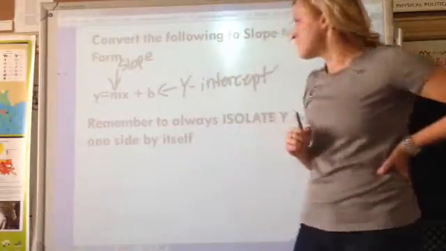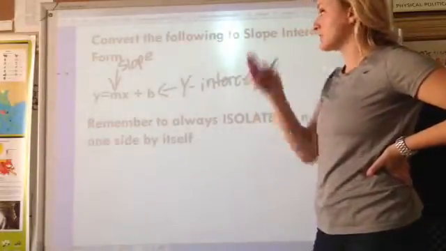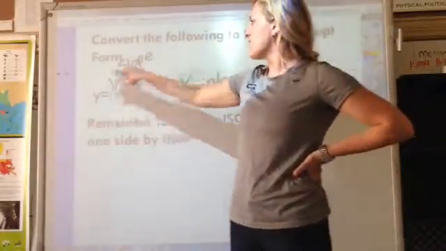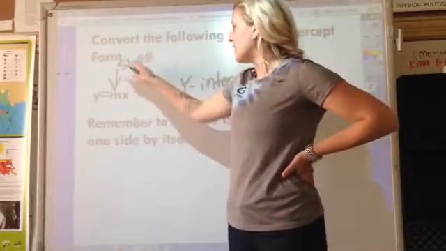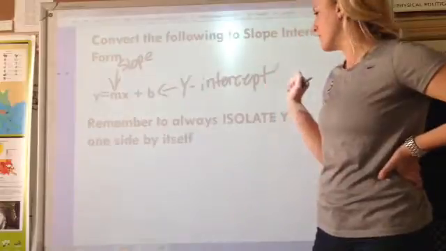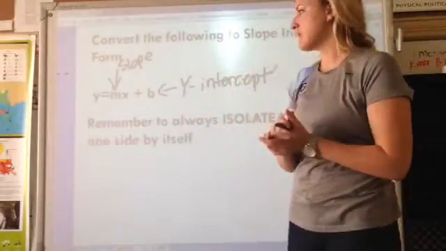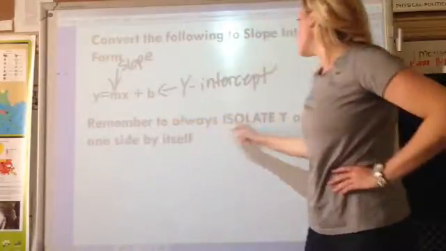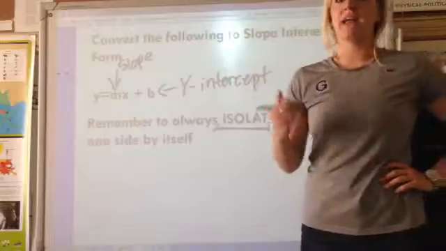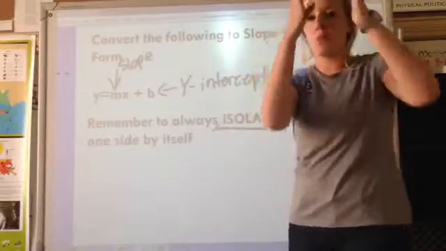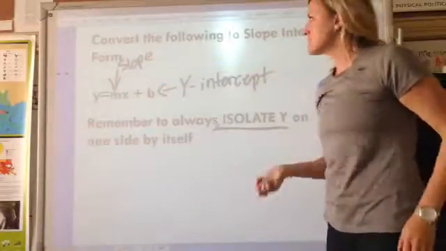Remember, my y-intercept is the point on the graph where my line crosses the y-axis, and my slope is the steepness of a line. So make sure you have the equation written down and then what slope and the y-intercept equal. When I am converting equations into slope-intercept form, I always want to remember to isolate y on one side of the equation by itself. You want to get y on one side of the equal sign and everything else on the other side. So let's go ahead and do an example.